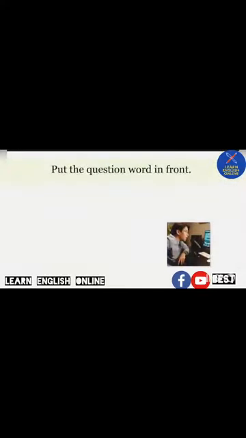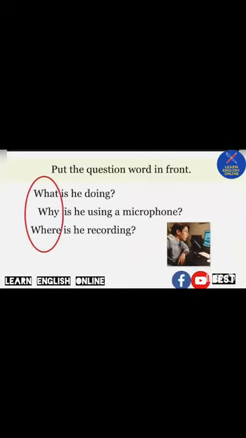In this lesson, you learned, put the question word in front of a yes-no question to form an information question in the present progressive. What is he doing? Why is he? Start with a question word.